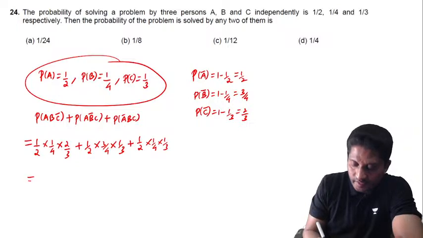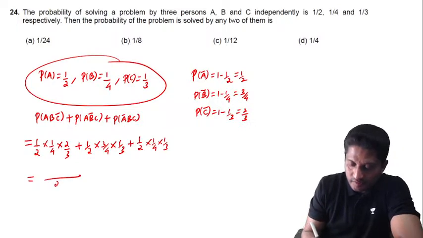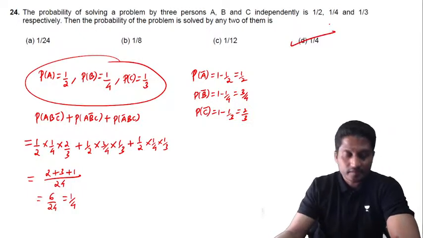Okay, LCM is same, right? LCM is 24. So 2 plus 3 plus 1, which is 6 by 24. 6 by 24 is equal to 1 by 4. That's the last option, D.